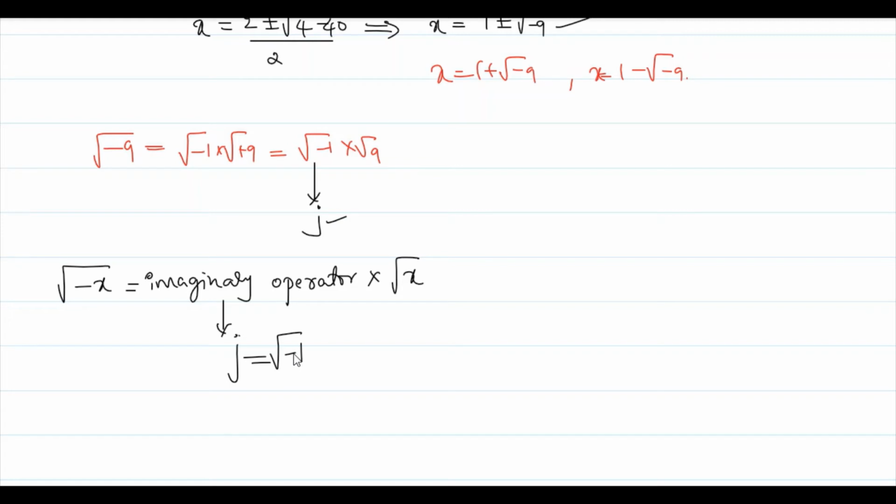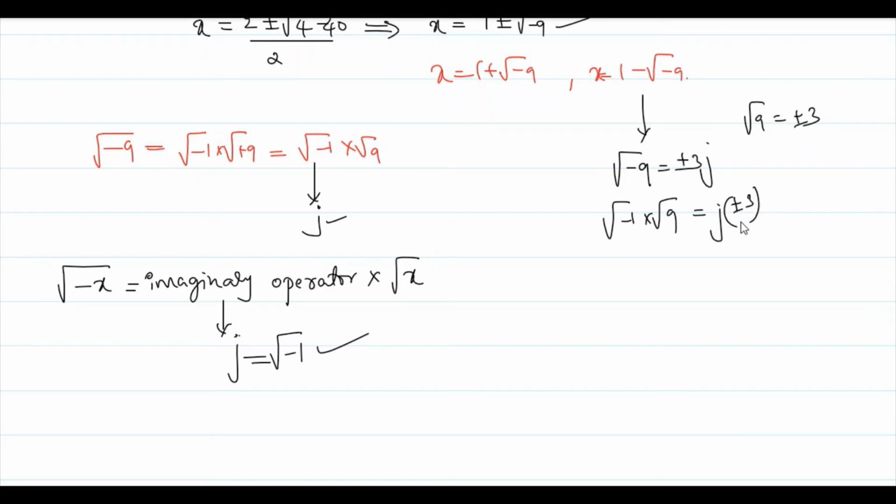The problem of giving a meaning to the square root of any negative number can be solved by using this operator. For convenience, root of minus 1 we write as j. Thus, if you calculate the square root of minus 9, it becomes plus or minus 3j, because the root of minus 9 is plus or minus 3. Since it is minus 1 into root 9, and minus 1 is the j operator, this becomes plus or minus 3, right?